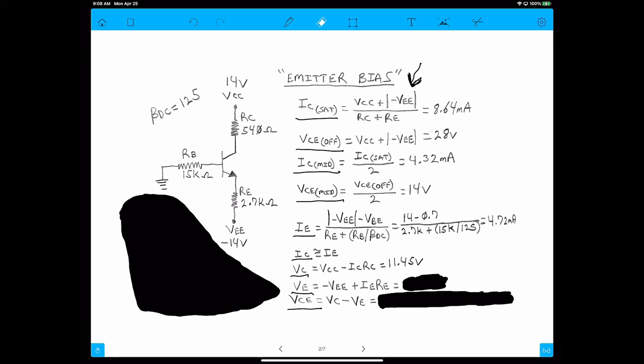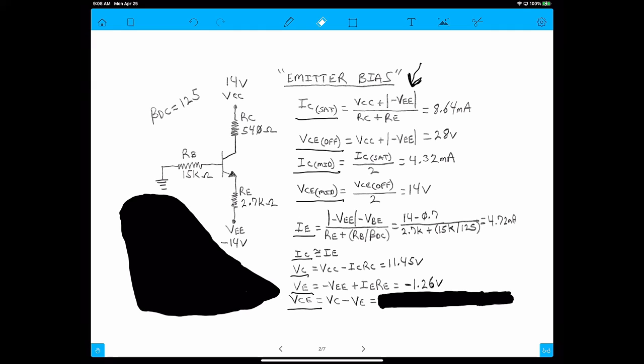Next, we have our VE. In this case, we have a negative 14 volts plus the value of IE times RE. If we put that into our calculator, we come up with a negative 1.26 volts.